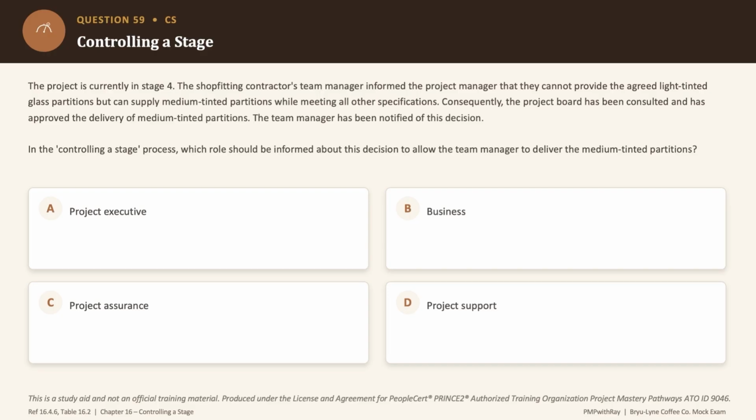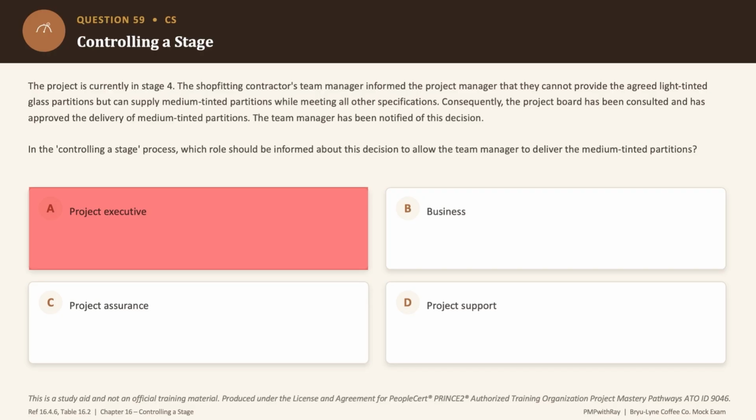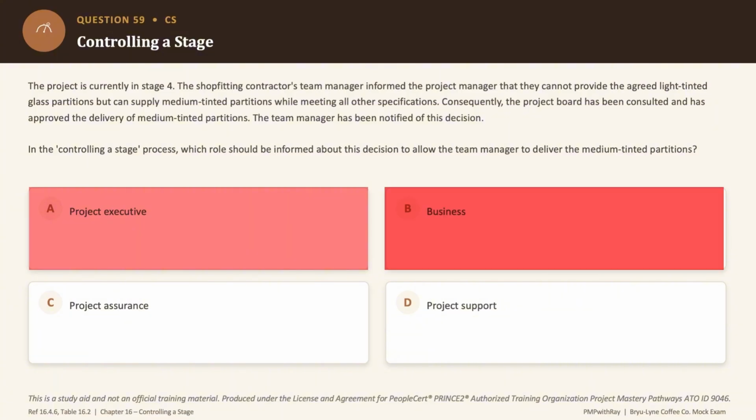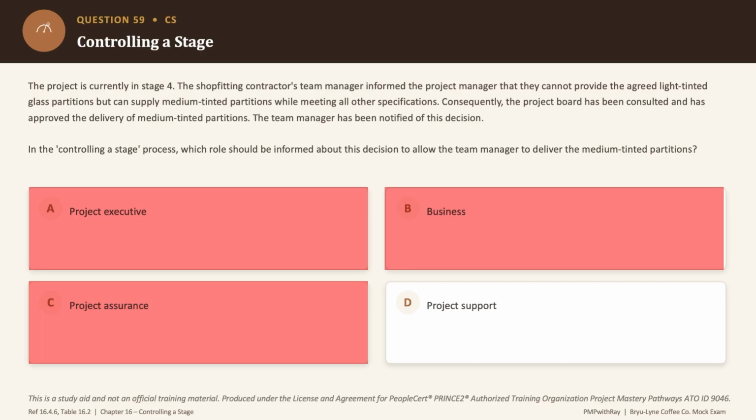Okay, so let's look at the answer choices. Now if you look at answer choice A, this overall scenario sits inside the take corrective action decision. Okay, now if you look at the RACI chart for controlling a stage process from your project management manual or the PRINCE2 manual, the project executive is accountable here. It's the A, not the I, who is informed. So an incorrect answer choice. Now moving on to answer option B, the business layer is not even involved in this activity, so that is also incorrect. Moving on to answer option C, project assurance is not involved either, so option C is incorrect as well.